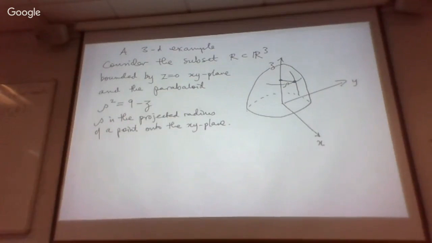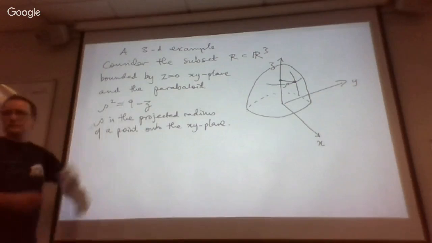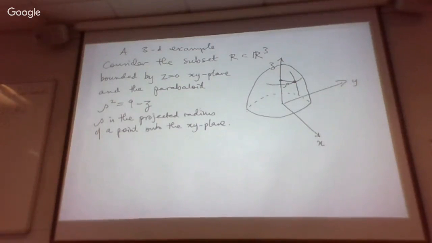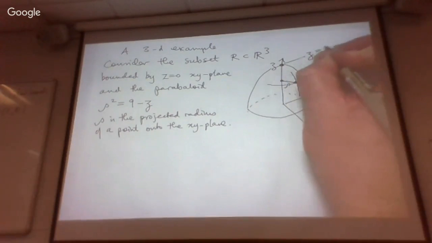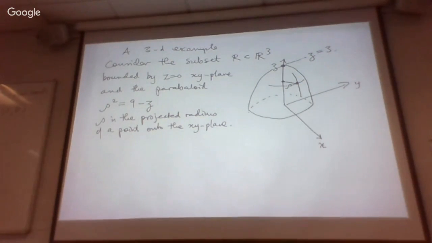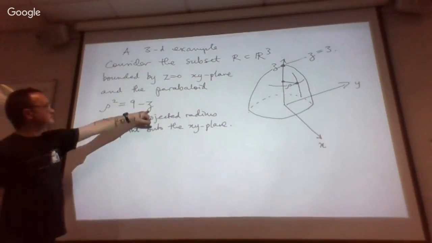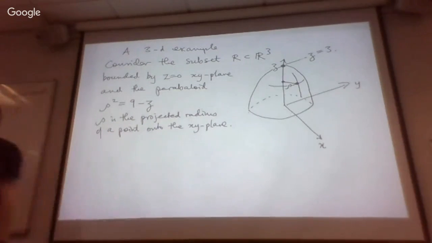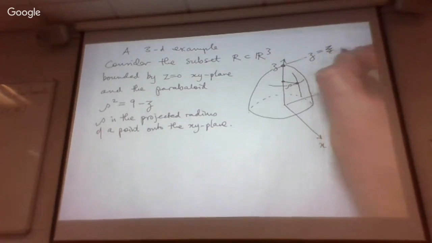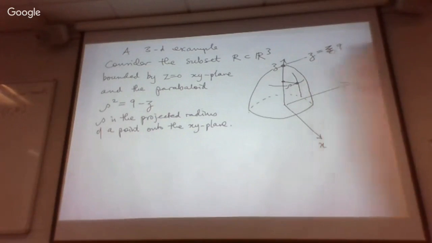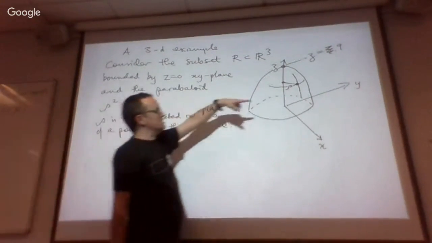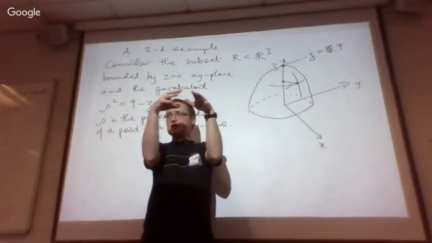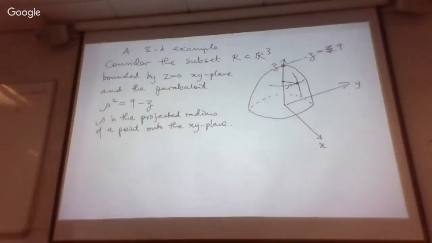Yes? Sorry? That's a 9. 1, 2, 3, 4, 5, 6, 7, 8, 9. It's regular old 9. So that means the tip of this hat is located at z equals 9. When z is 9, rho is equal to 0. And when z is close to 9, you've got a very small radius near the top of the bell. The horizontal radius, the projected radius of the point, is small.